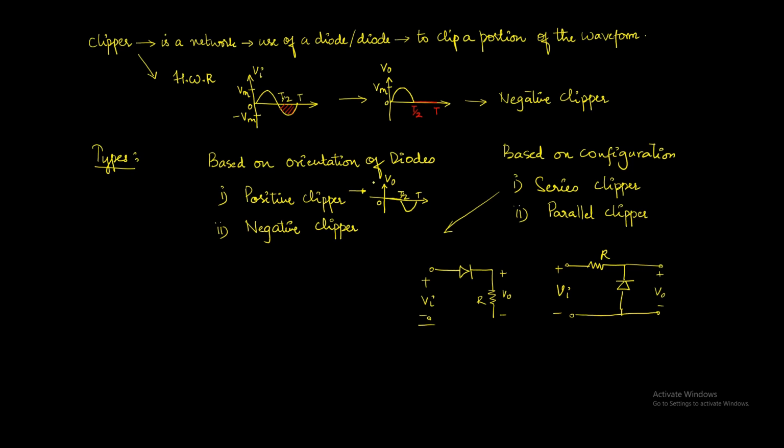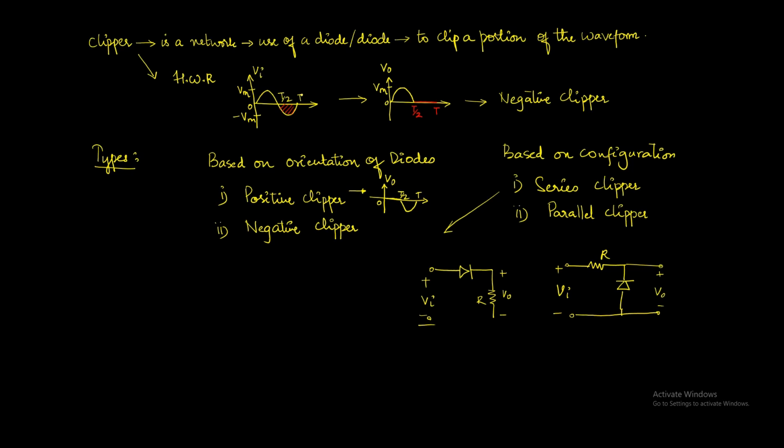So based on the orientation of the diodes, you can classify them as a positive clipper or a negative clipper. Based on the configuration that you use, you can classify them as a series clipper and a parallel clipper. Now these classifications are not unique. What I mean by that is that a series clipper can also be a positive clipper or a negative clipper. Similarly, a parallel clipper can also be a positive clipper or a negative clipper. So let us look at some of the examples that we have. One example is already seen, that is the half wave rectifier circuit. Let us look at other examples.